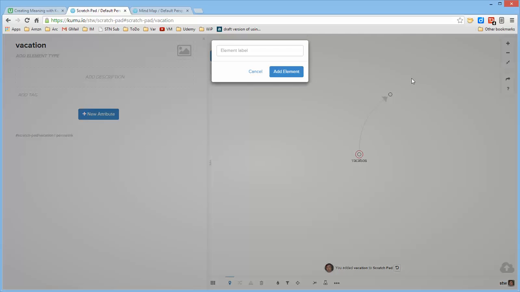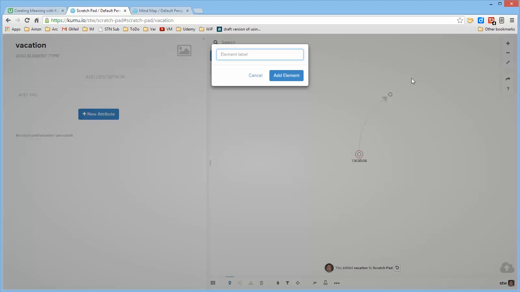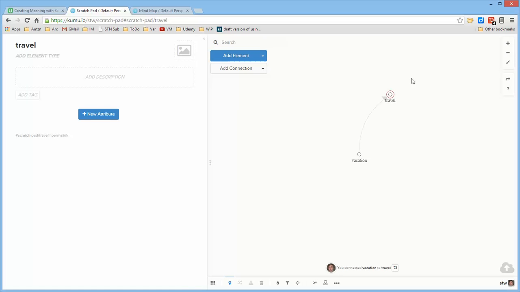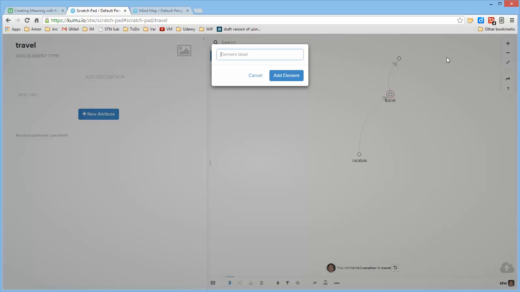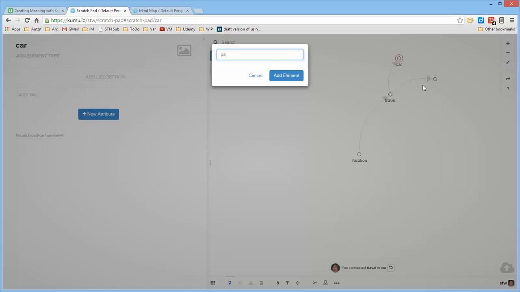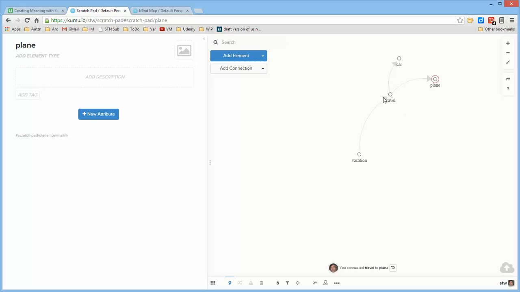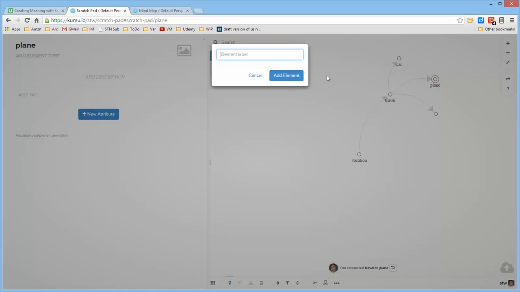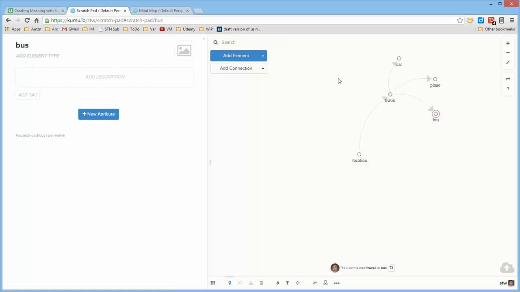So it might be travel. In other words, what modes of travel might I consider? And I might consider going by car, plane, or by bus, or in other words, a number of different modes of travel that I might consider.